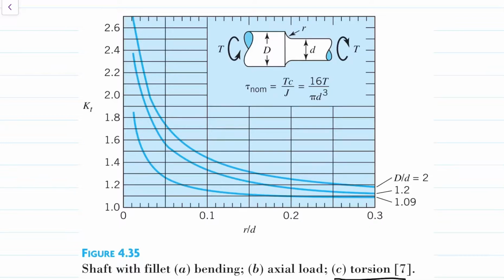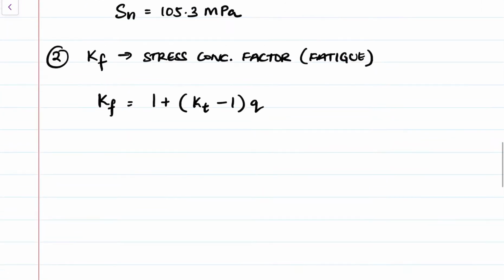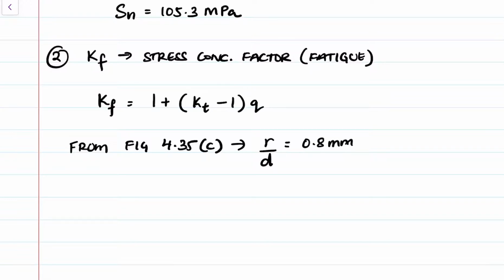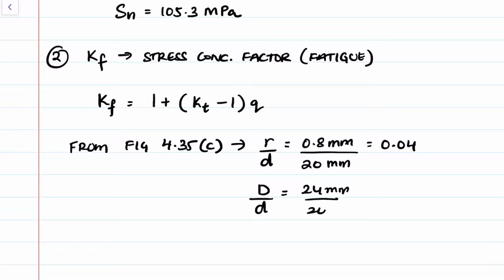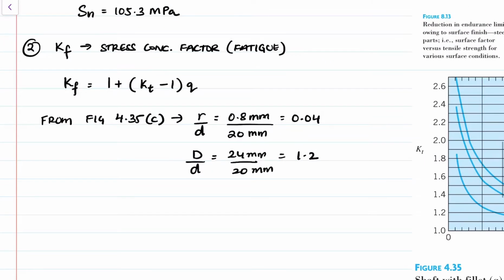And we need to calculate the R over d ratio and the D over d ratio. So let's do that real quick. From figure 4.35c, we need the R over d ratio. We're taking the smaller radius, which was 0.8 millimeters, and we had a 20 millimeter smaller diameter. So r over d is 0.04, and then D over d is 24 millimeters over 20 millimeters, and that is 1.2.